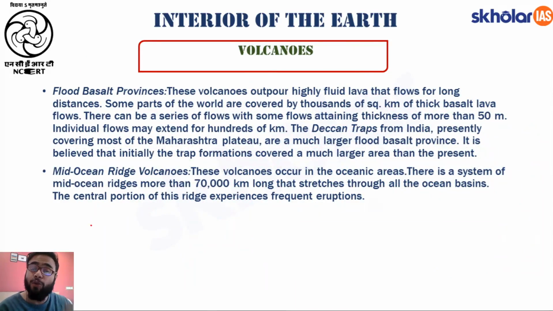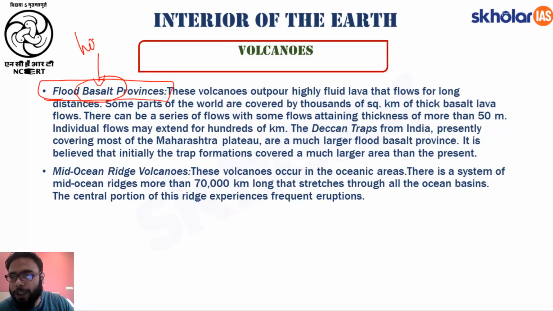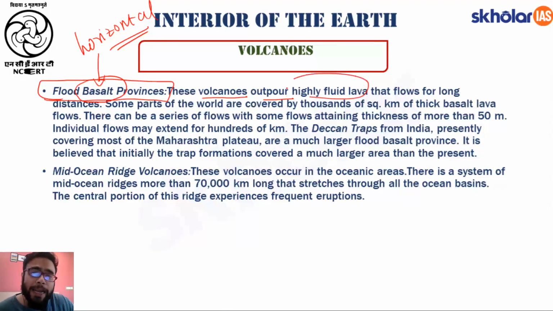Now we have another category of volcano. One is called the flood basalt provinces. Now what are these flood basalt provinces? Again, we have the term basalt, meaning what? Meaning again it will have a horizontal flow, meaning it is fluidic in nature. Therefore we will get a structure which has a huge extent horizontally, but steepness will be very, very low. So these volcanoes outpour highly fluidic lava that flows for long distances.